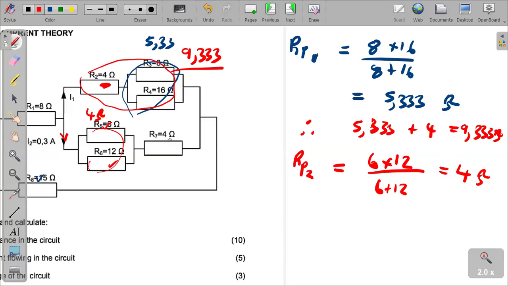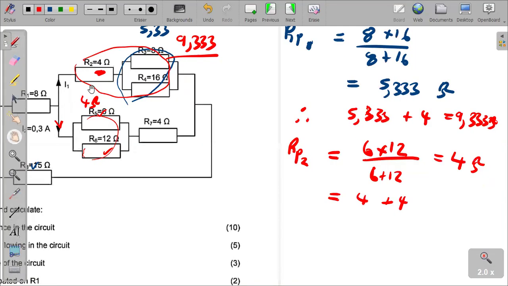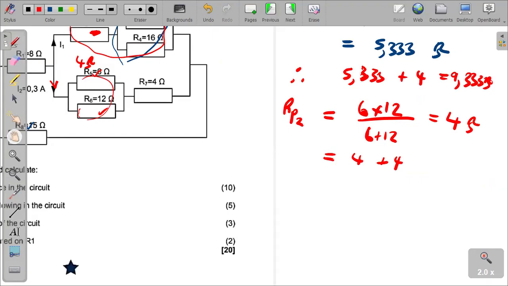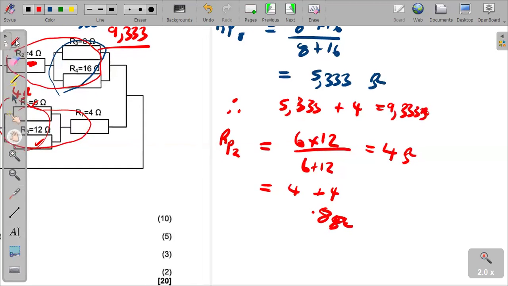Therefore, we are simply going to add. We are considering R5 and R6, saying they're in parallel, just as we did with R3 and R4. So we add their equivalent resistance 4 plus 4, and it's going to give us 8 ohms. So 8 ohms is the effective resistance of this whole branch here. So we now have two resistances: the 9.33 we got there, and the 8 ohm we are getting here.